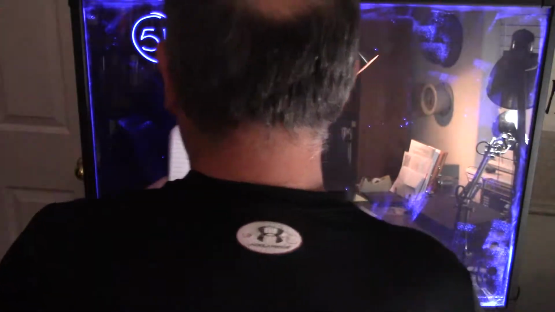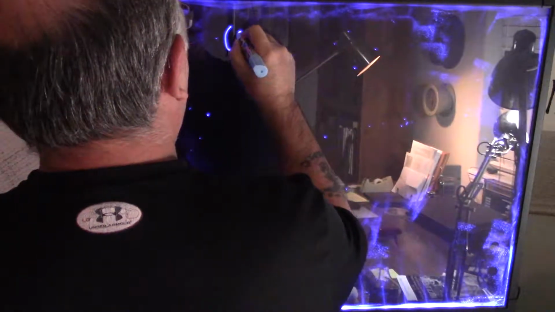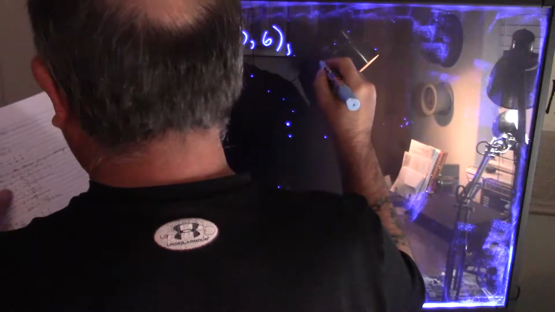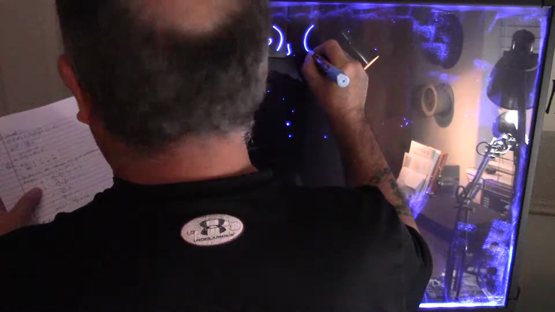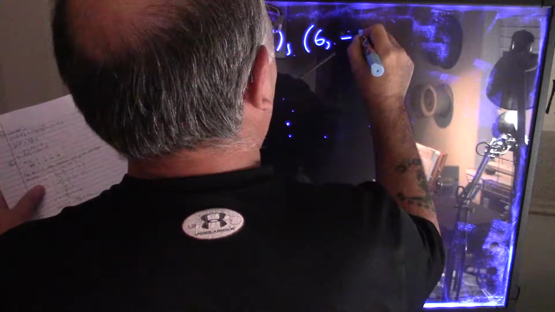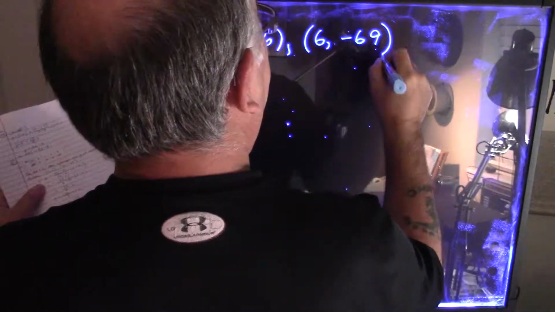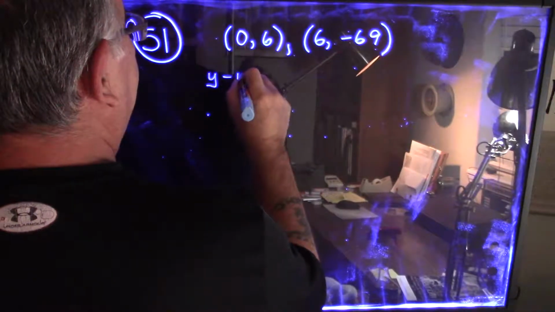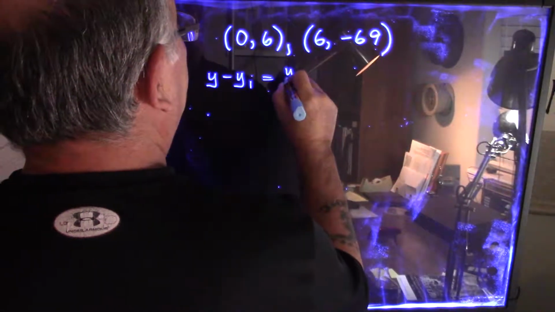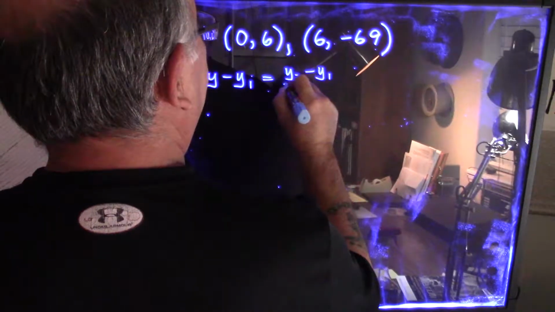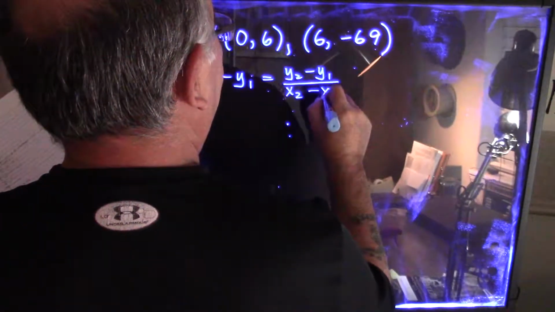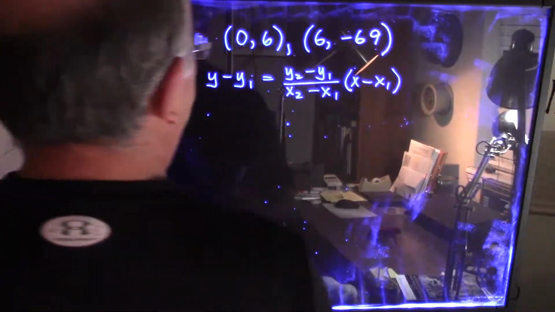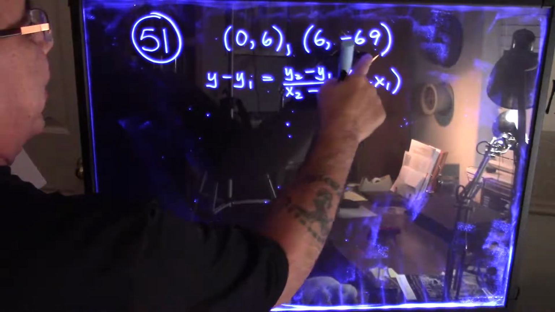Picking 2 points on here, I'm going to pick (0, 6) and (6, negative 69). I picked a nasty one this time. So we've got the 2-point equation for a line: y minus y1 equals y2 minus y1 over x2 minus x1 times the quantity x minus x1. So this is x1, y1, and that's x2, y2.